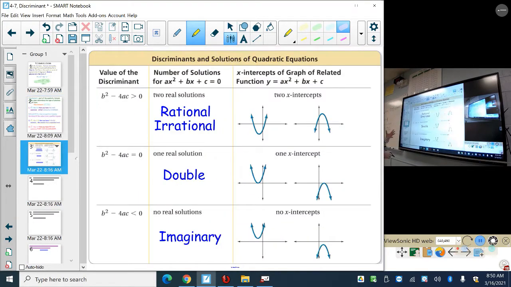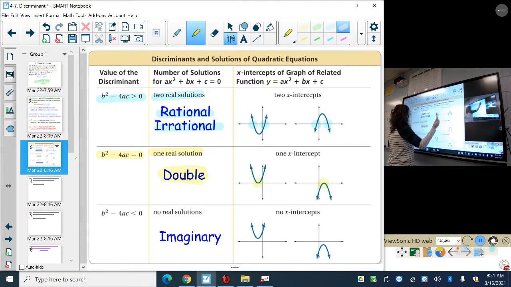So let's take a little bit of a visual here so that you're able to see what I'm talking about. So when b squared minus 4ac is greater than 0, I have two real solutions, either rational or irrational. You can visibly see where they are crossing the x-axis. Okay? When it is equal to 0, then that means I'm going to have one real solution, which is a double. And remember, I said it touches it in one spot and either shoots back up or shoots back down.